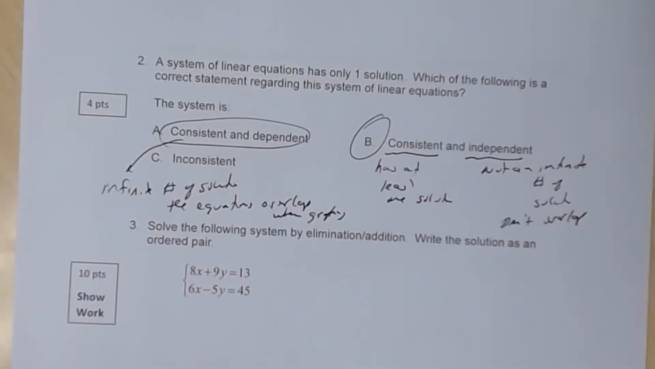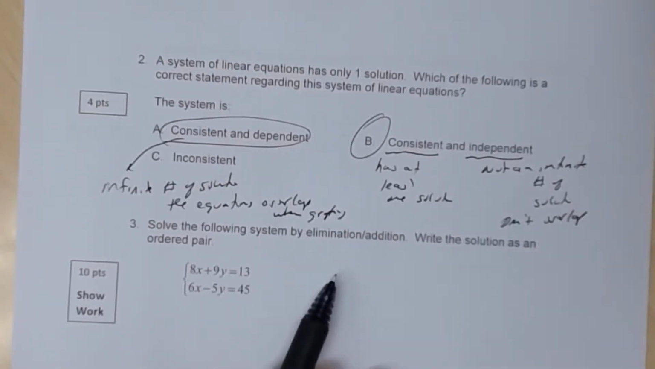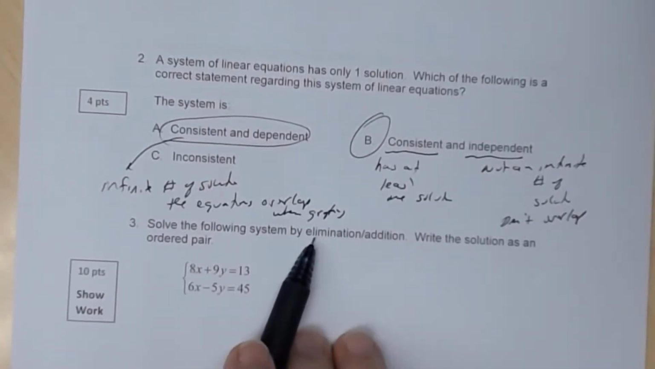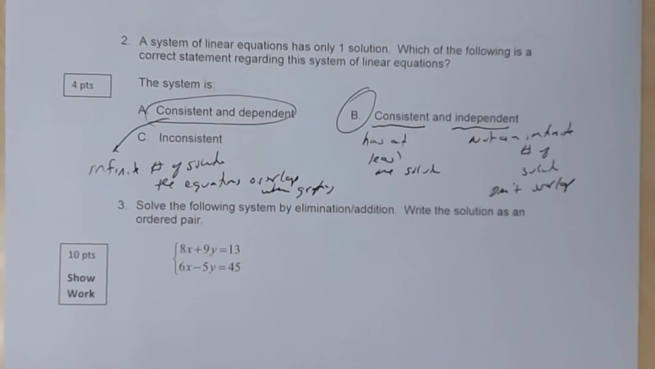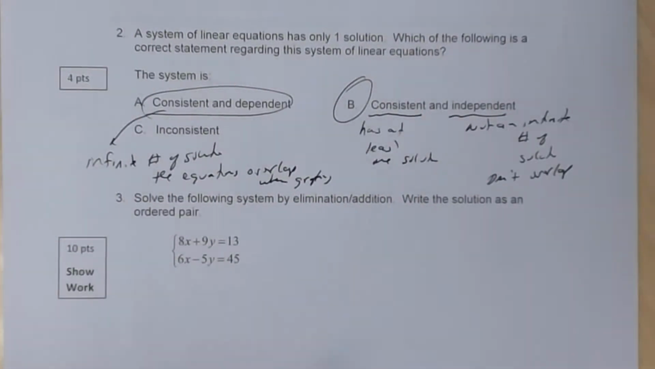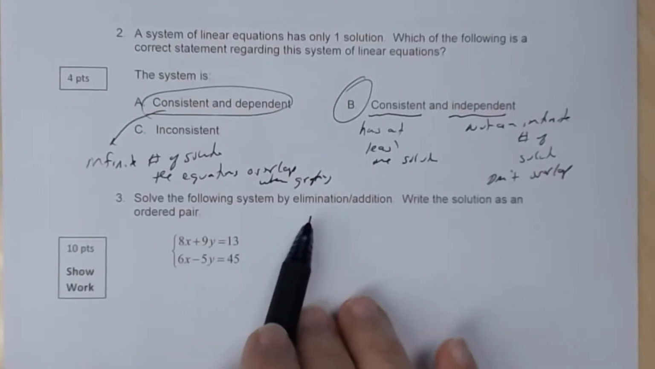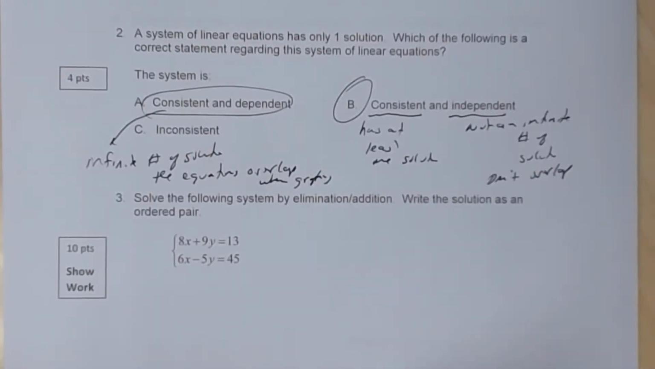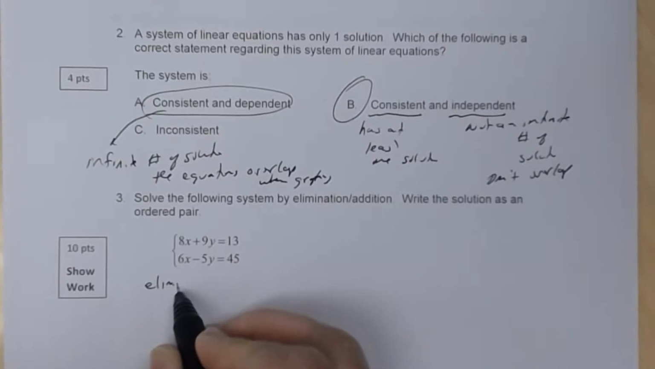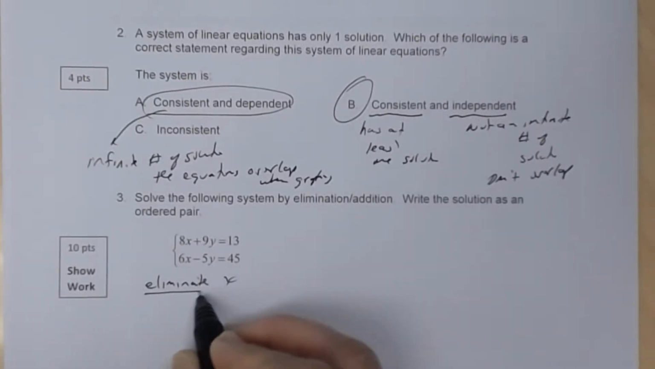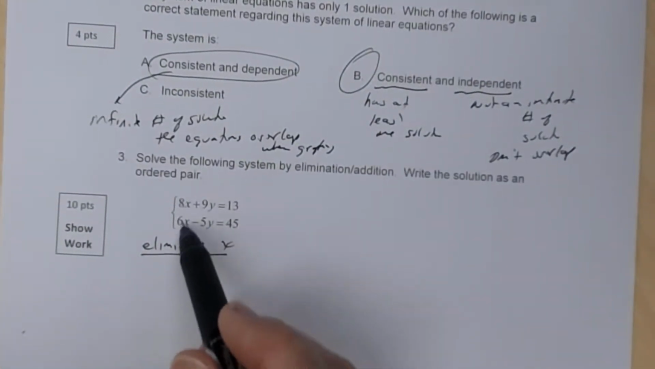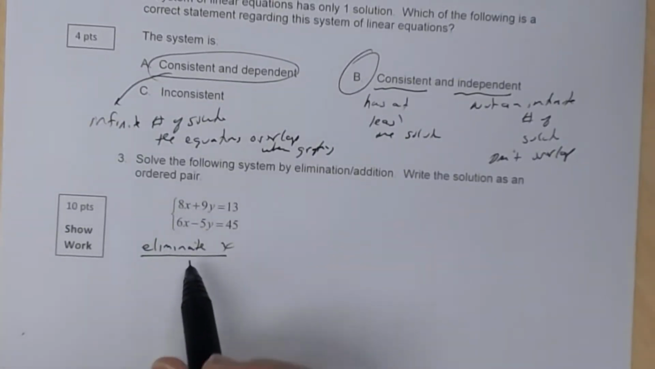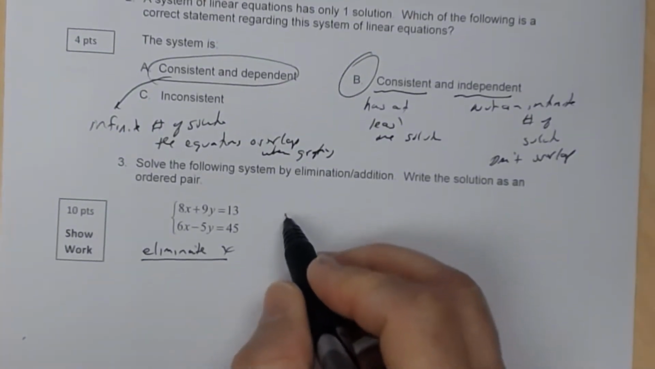Okay, so number 3, you wanted to solve the following system by elimination addition. Now remember, always follow directions, so this says elimination addition, not substitution. And again, you want to write the solution as an ordered pair. All right, so it's up to you whether you eliminate the x first or the y first. It does not matter. So I'm going to go ahead and eliminate the x terms. Remember, if I'm going to eliminate the x terms, I've got to find the least common multiple of 8 and 6. And so the least common multiple of 8 and 6 is 24.